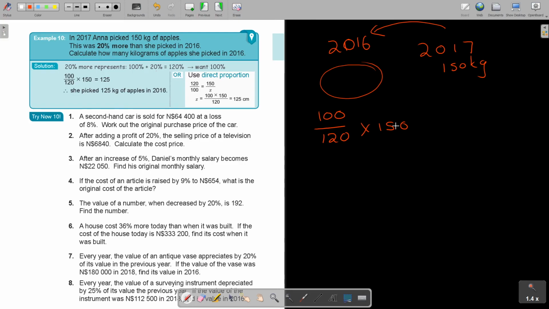Okay, and I just want to see if there's a decrease. Oh, if it's a decrease like this one, I'm just going to do it quickly for you. The value of a number when decreased by 20% is 192. Find the number. Now in this case, it was 100, then it decreased by 20, so it's now just 80. Okay, and now again it's the 100 over now just 80, and I just multiply it with the 192, and you will find the number. Okay, so it's really reverse percentage. I like to remember it. It's where the 100 is on top. Okay, let's go back.